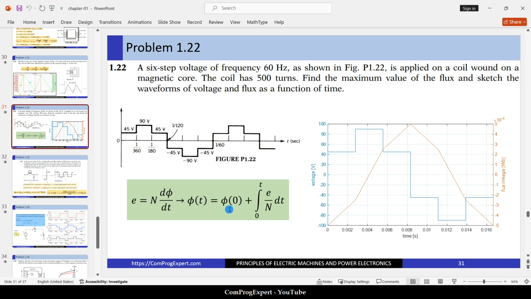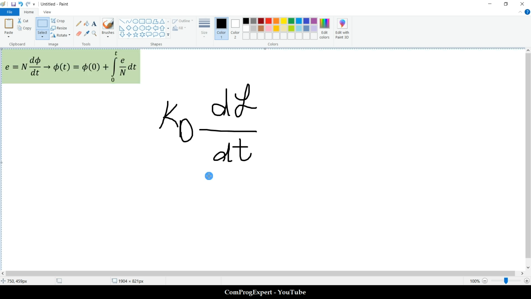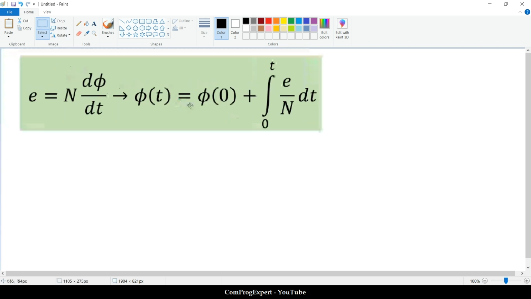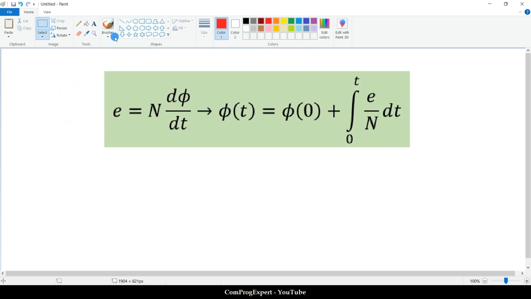But there is one important point here. When we have the EMF, the voltage, and we want to calculate phi using this equation, when we perform integration, we get phi as a function of time equal to phi at time 0 plus the integral from 0 up to t of this. We don't have any information about phi 0.